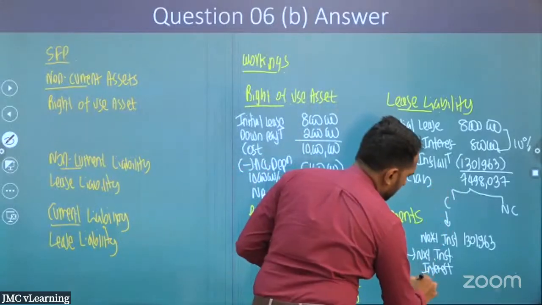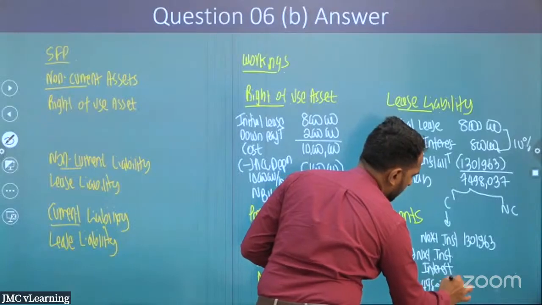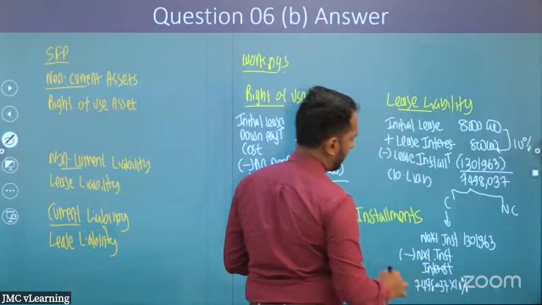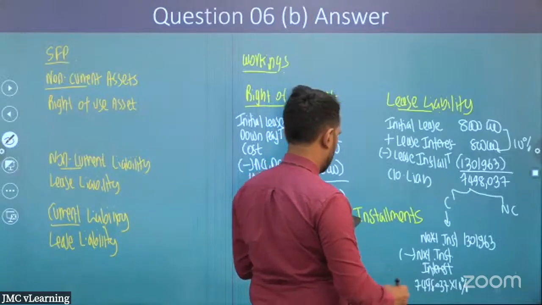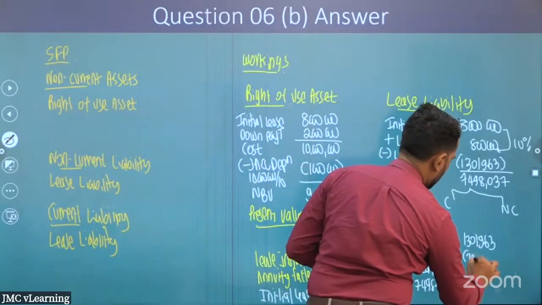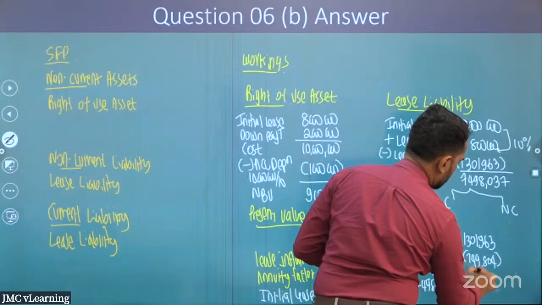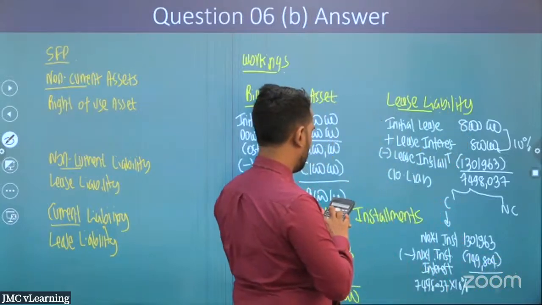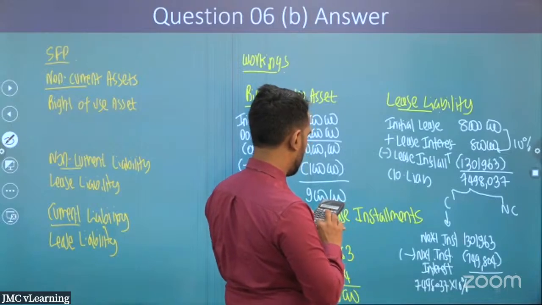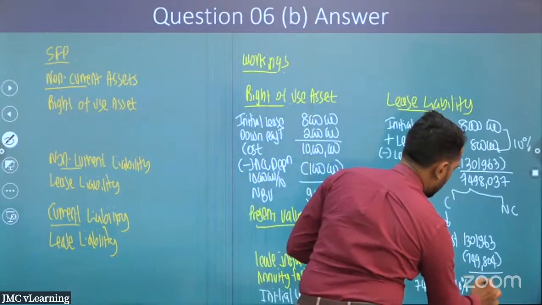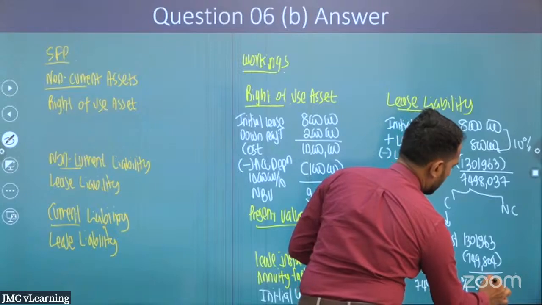So then 7,498,037 into 10%. So this we have to deduct, 749,804. 1,301,963 minus answer, 552,159.